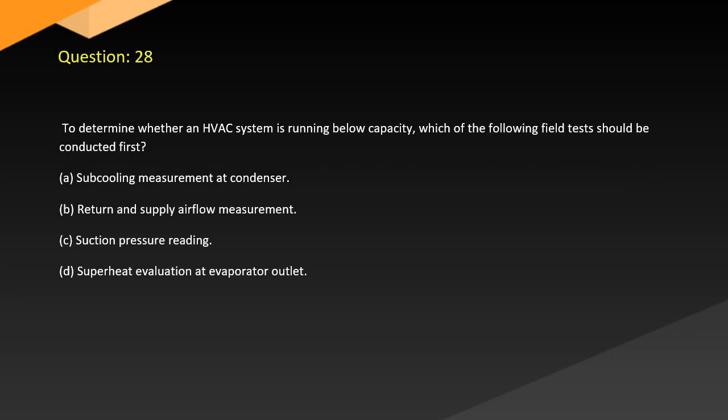Question 28. To determine whether an HVAC system is running below capacity, which of the following field tests should be conducted first? A. Subcooling measurement at condenser. B. Return and supply airflow measurement. C. Suction pressure reading. D. Superheat evaluation at evaporator outlet.